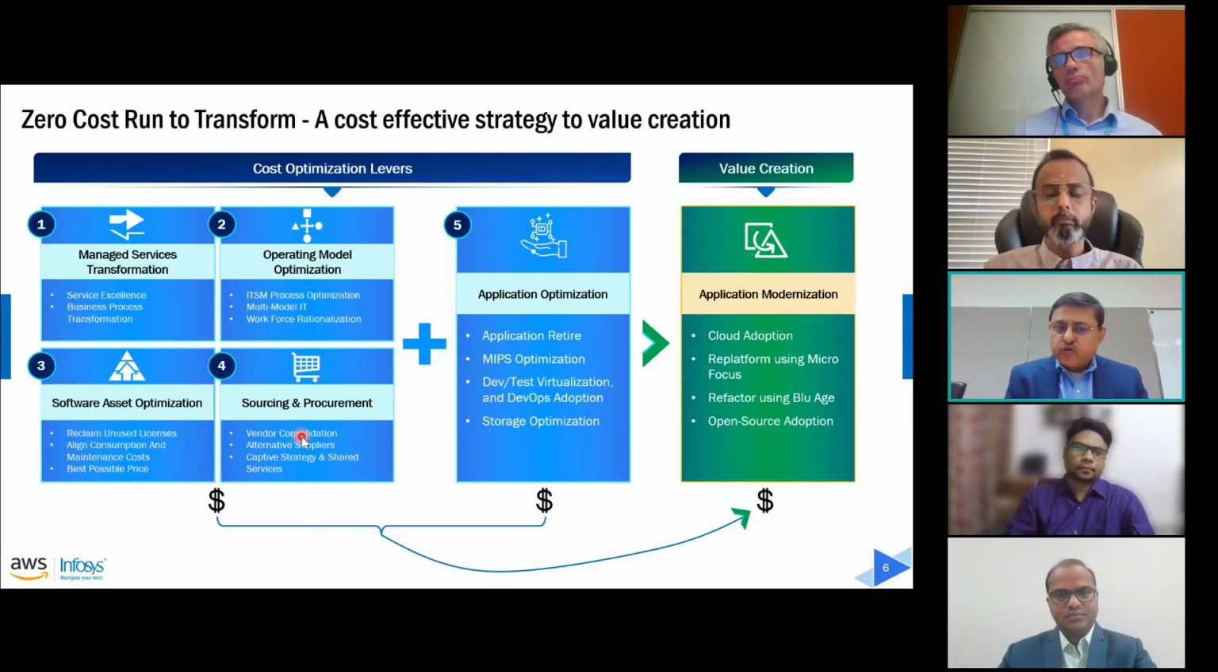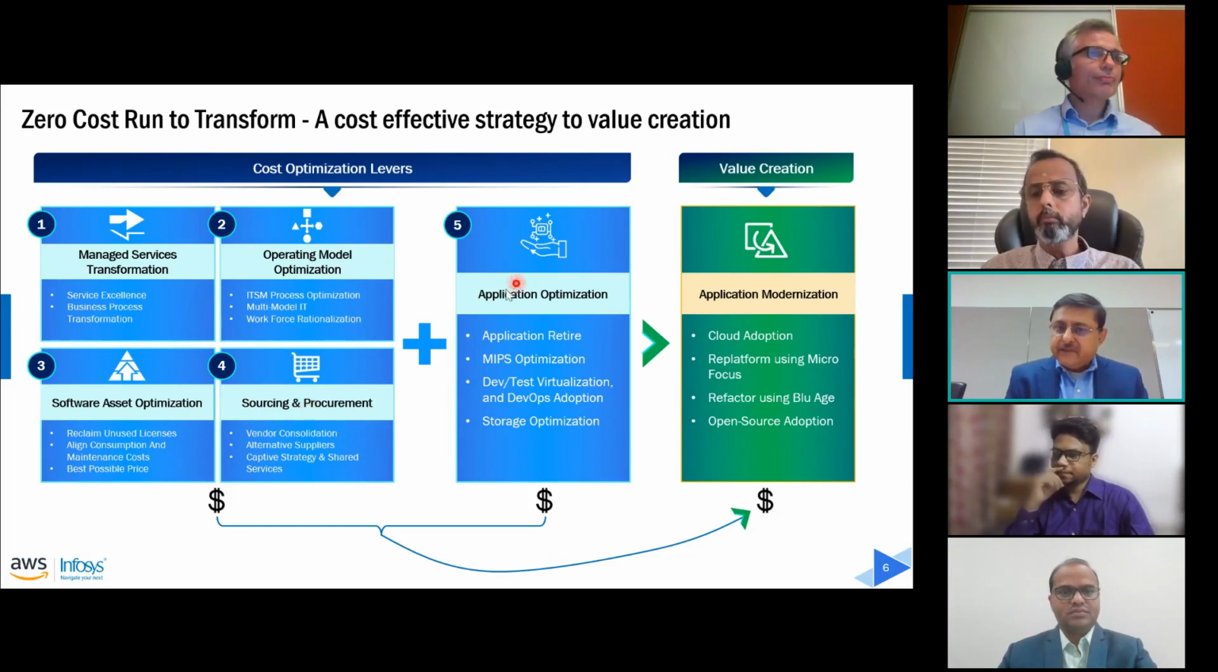And the fourth one is, of course, sourcing and procurement. We look at the negotiation, we look at vendor consolidation, we look at the tail vendors and see how we can rationalize that. So these are some of the approaches we take when we take over and manage the platform for some time.